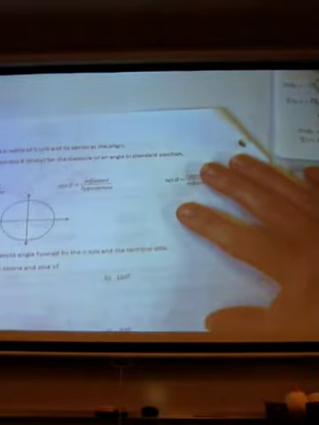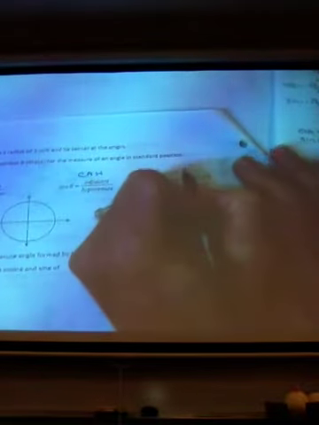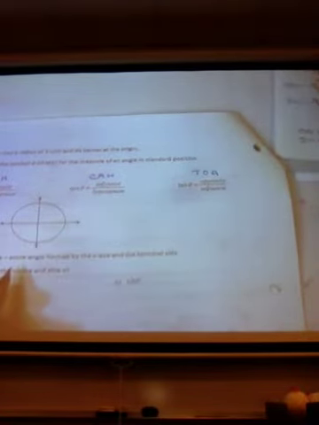Use the symbol theta for the measure of an angle in standard position. So here we're already ahead of the game. Well, we know this is opposite over hypotenuse. Remember, SOH CAH TOA. However, now we're going to put it on a unit circle.